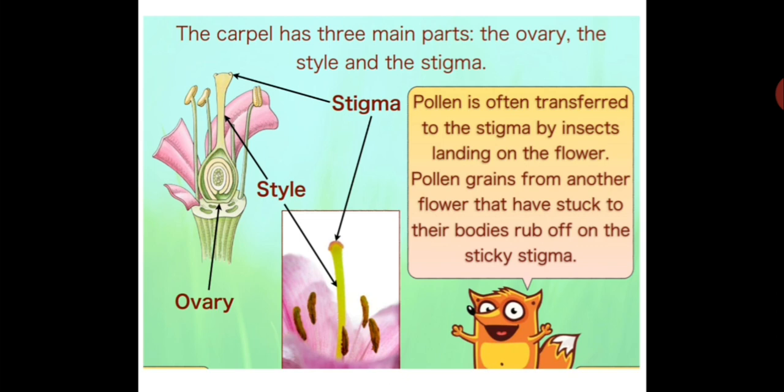So it says pollen is often transferred to the stigma by insects landing on the flower. Pollen grains from another flower have stuck to their bodies and they rub off on the sticky stigma. So you're starting to get an idea of what's happening now, aren't you?